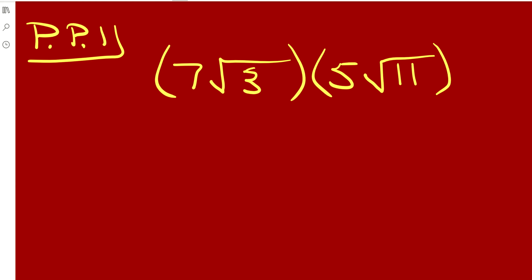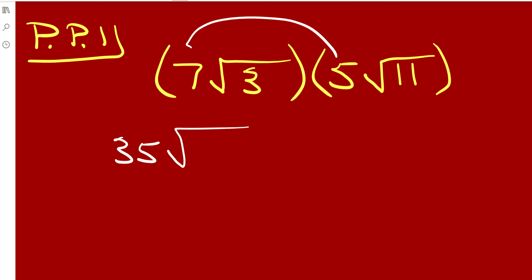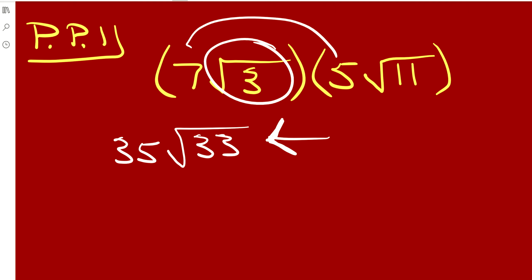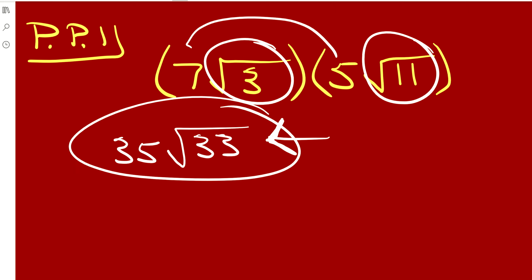This is 7 root 3 times 5 root 11. So we'll do them separately. I could say 7 times 5 is 35. And then the square root of 3 times the square root of 11 is the square root of 33. And there's no simplifying I can do here with that square root of 33. You could actually do your simplifying before they're multiplied together, but such is not the case, and we're done. That's our answer for it.